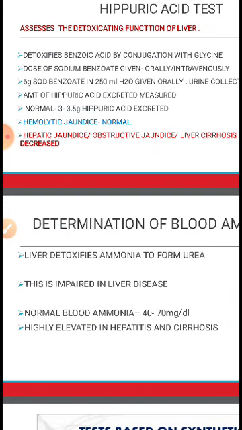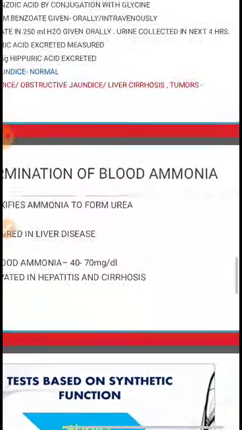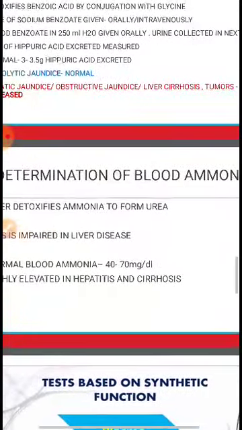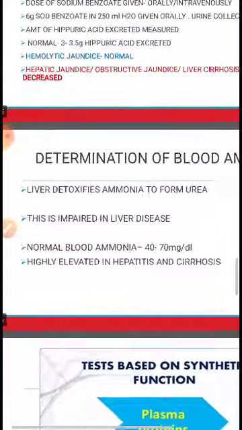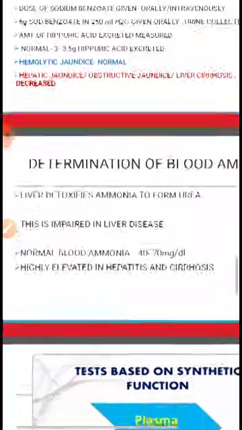If the person is normal, we find that about 3 to 3.5 grams of hippuric acid would be excreted. In hemolytic jaundice, it is normal, whereas in hepatic jaundice, obstructive jaundice, liver cirrhosis, or any hepatocellular tumors, the excretion of hippuric acid is decreased.